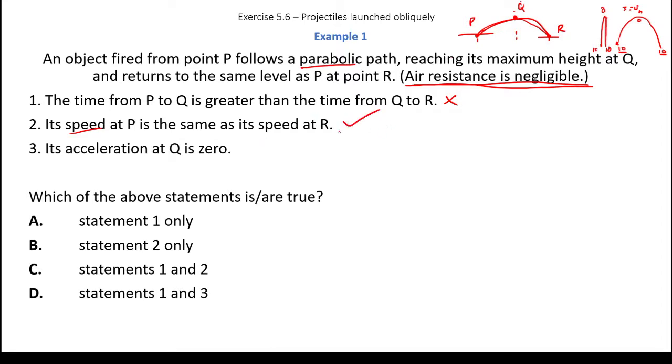So that is true. The acceleration at Q is 0. Up here it's saying the acceleration at Q is 0. That is false, because gravity is acting on this object at all times, all the way along. So that is false. So only statement 2 is the only statement that is true.